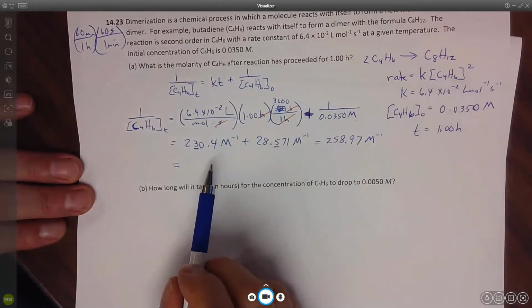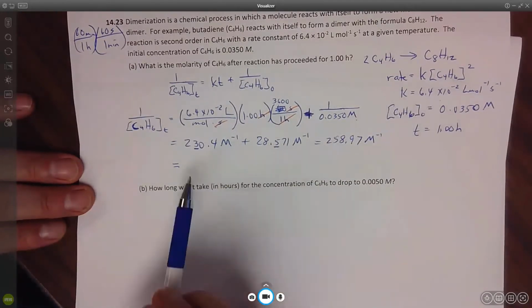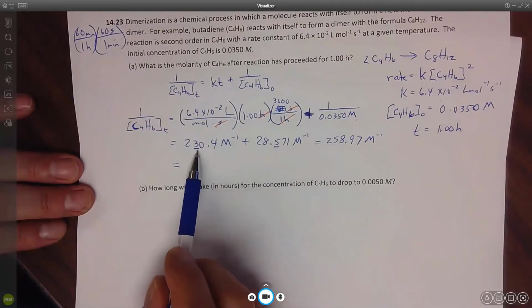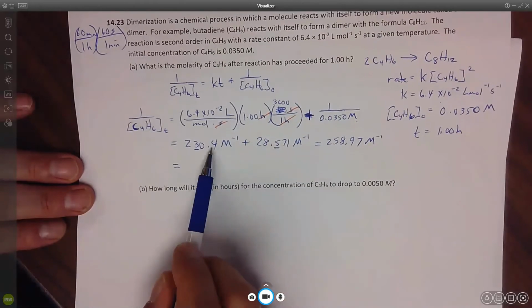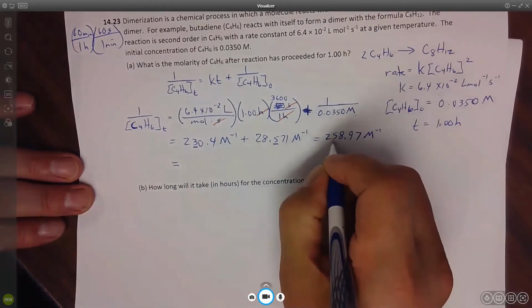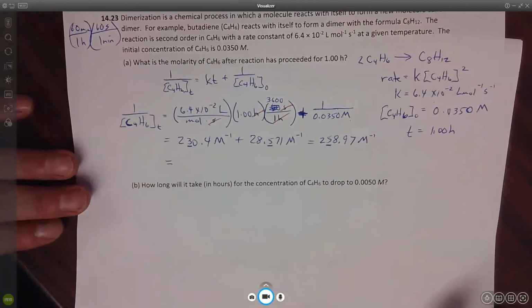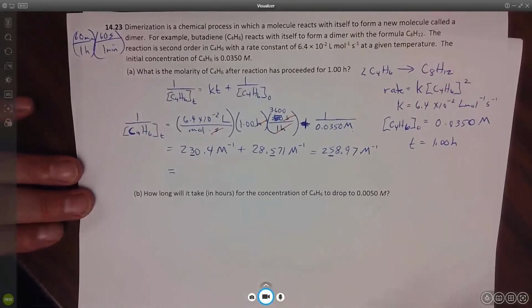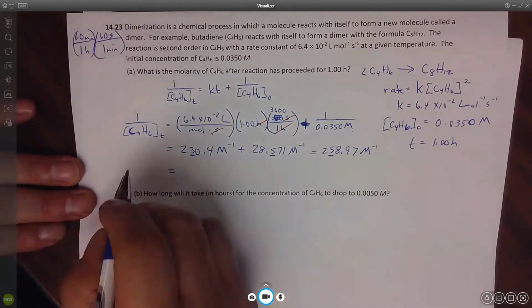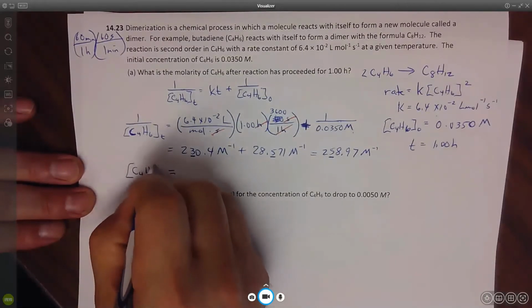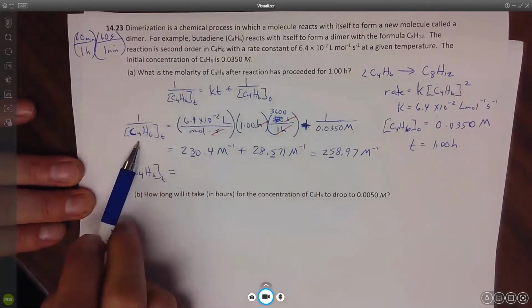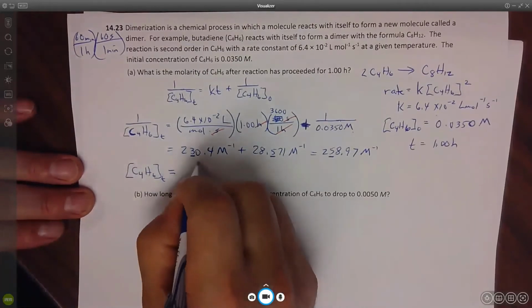We're adding now, so we're looking for the fewest number of significant decimal places. Well, the least precise is actually 2 in front of the decimal place. This is 1 past, that's a lot more precise. So we're going to have to go 2 in front of the decimal place. So that's 258.97 per molar. But we want the molar concentration, so we got to take the inverse of that, right? Because right now we had the inverse, so we're going to take 1 over that number.